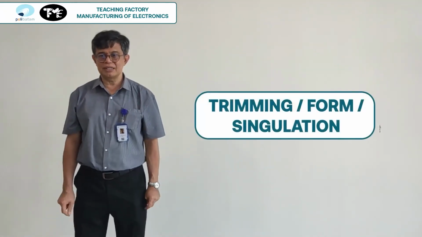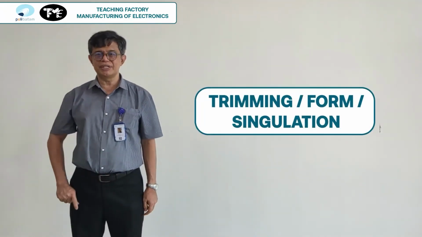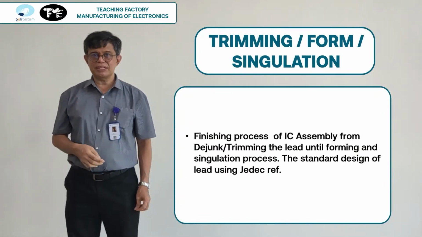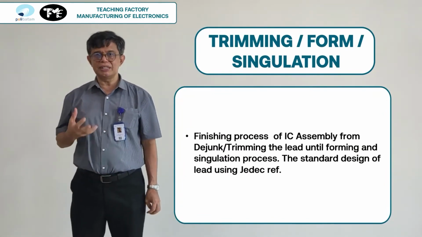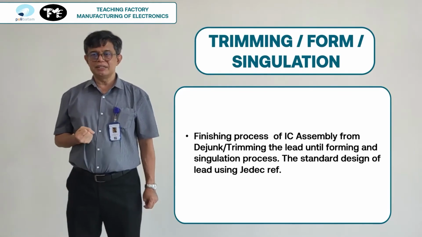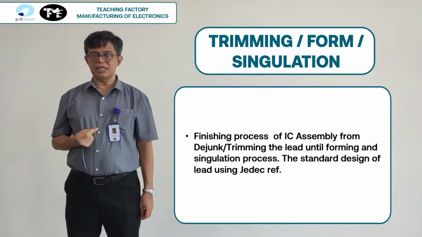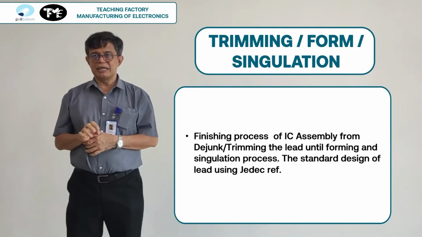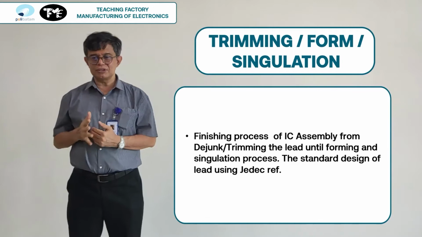Next process is the trimming, form, and singulation. So what is this process? This process is to create the lead of the IC. So we do a trimming to cut the individual lead so that it will be separate. And after that we do a trimming to cut also the lead.